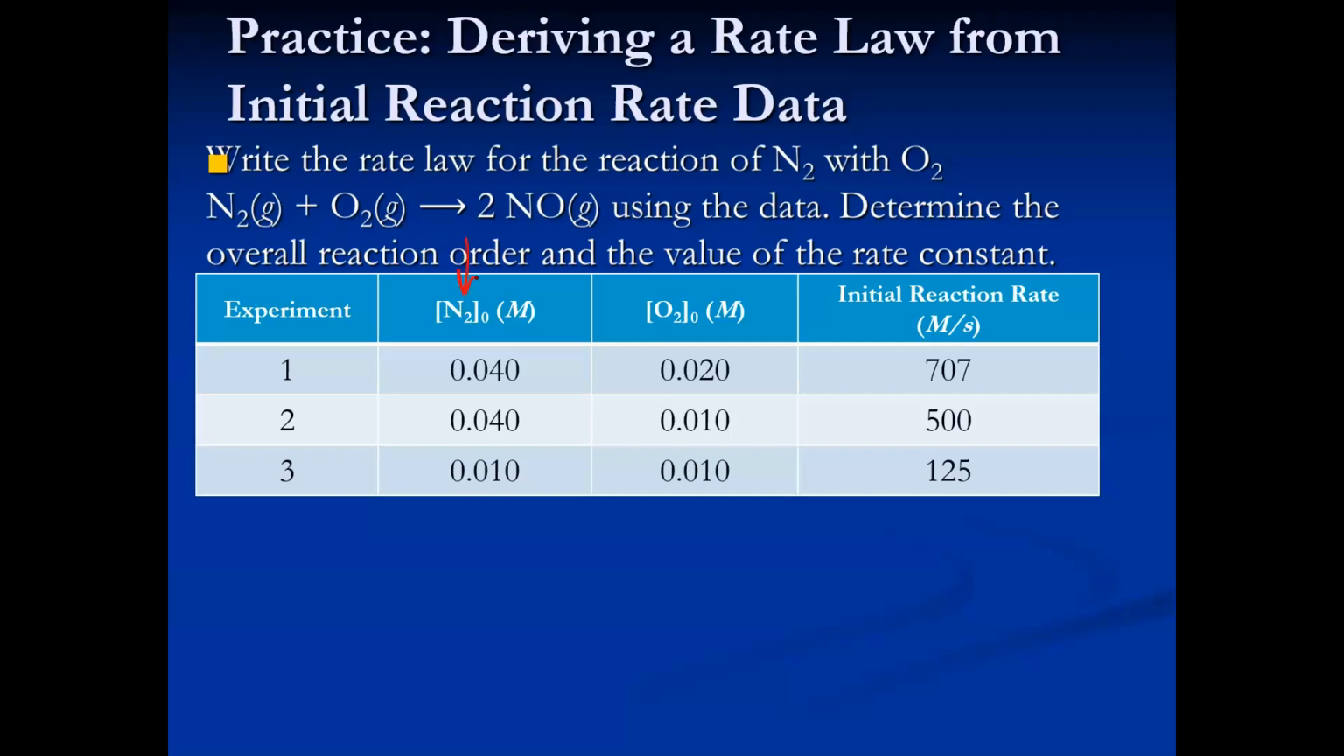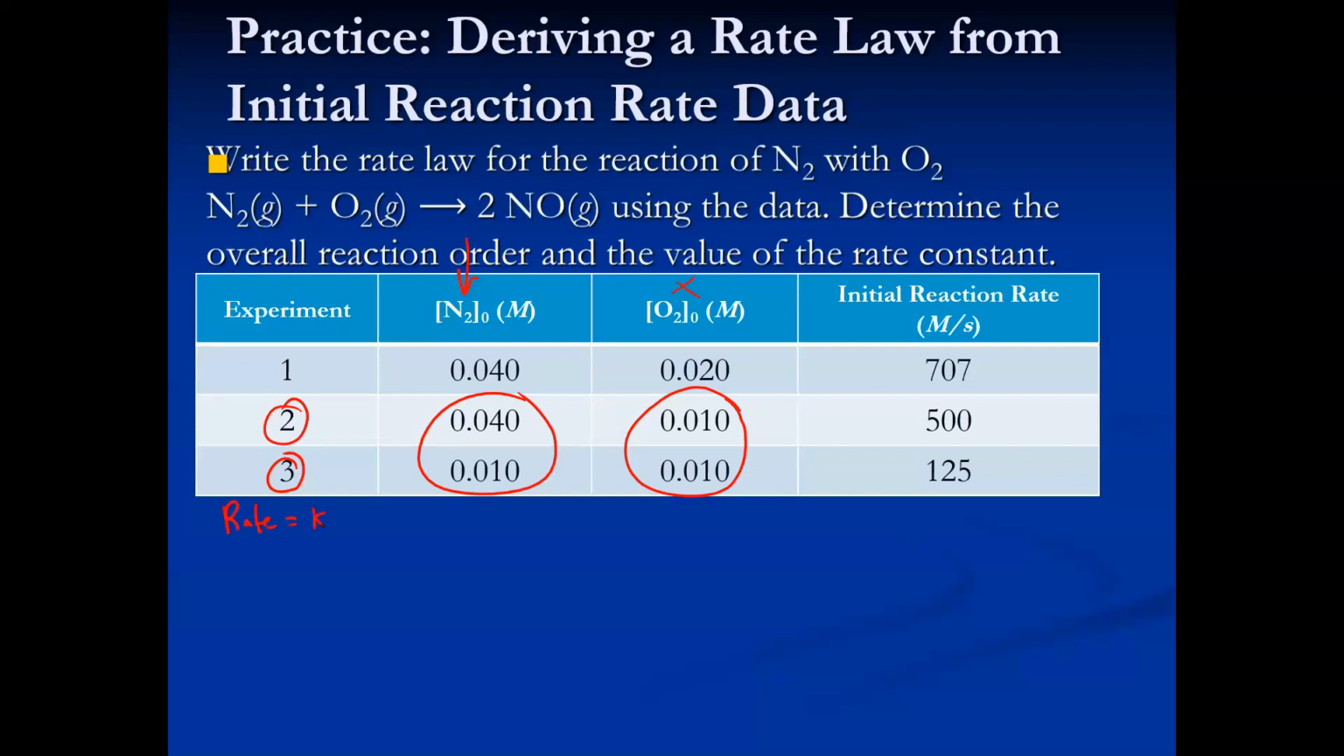So we look where N2 is changing, but O2 isn't changing. So you can see O2 is not changing here. So we're going to use experiment 2 and experiment 3. And in general, you just write the rate law. So this is our rate law as always.